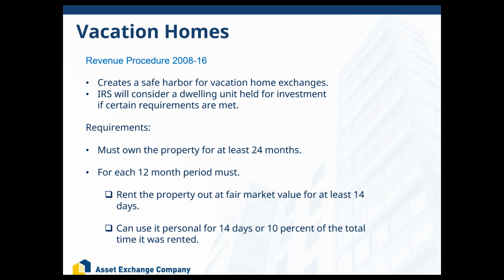Now, you can use it for some personal use. For every 12-month period of ownership, you can actually use the property for 14 days personal use or 10% of the total time that it was rented during that 12-month period. So let's just say during that 12-month period, you actually rented the property out for 200 days. Now, 10% of 200 would be 20, right? So you could use the property for personal use for 20 days during that 12-month period instead of the 14. Now if that property meets those guidelines, it qualifies as an investment property.